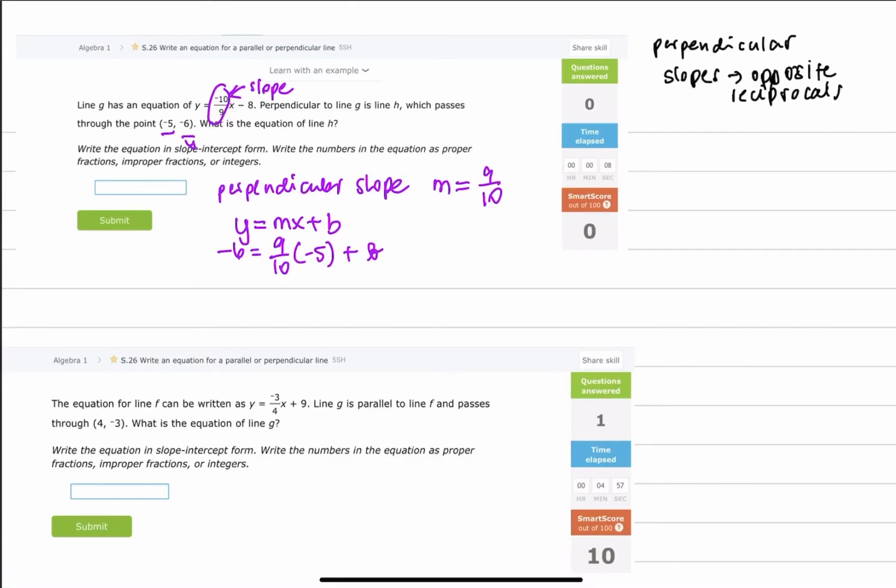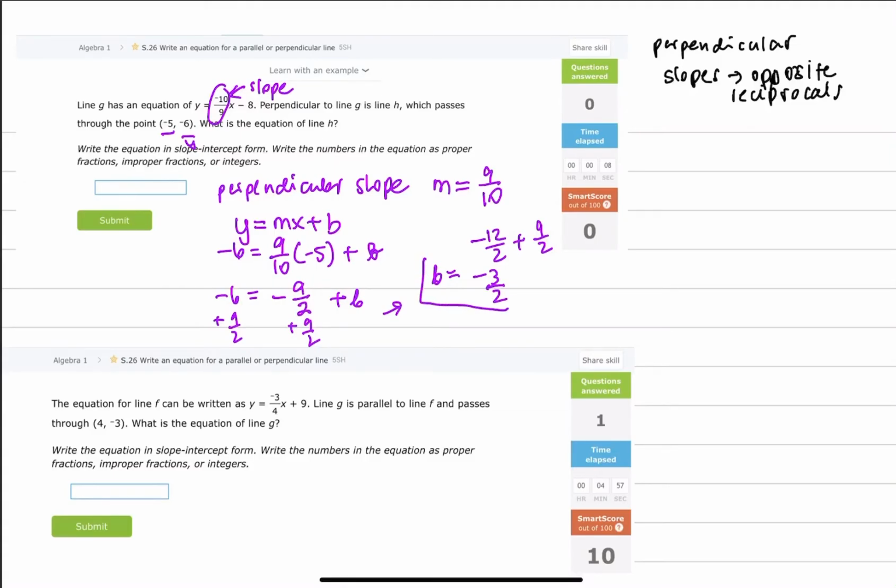So now we're going to just solve the equation. 9 over 10 times negative 5 is negative 9 over 2 plus b. We're going to add 9 over 2 to both sides. And they want the equations to be written as fractions, I think they said they don't want decimals. So that gives us b is equal to negative 6, which can be written as negative 12 over 2, plus 9 over 2, which is negative 3 over 2.